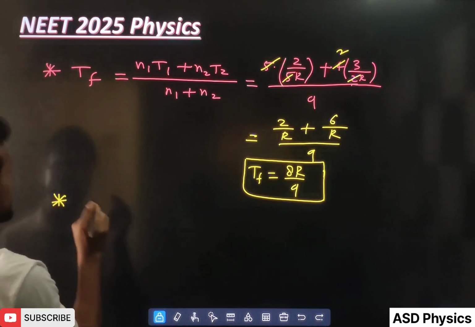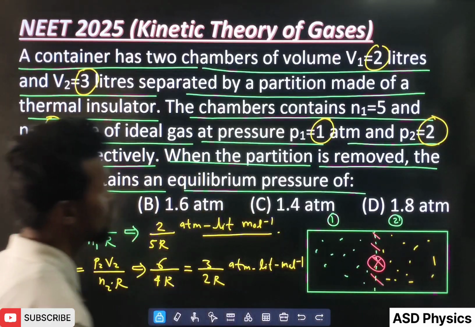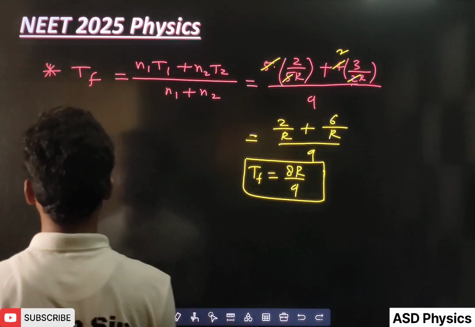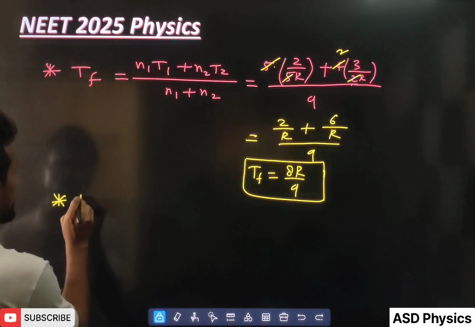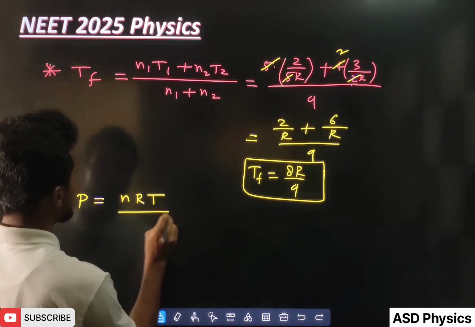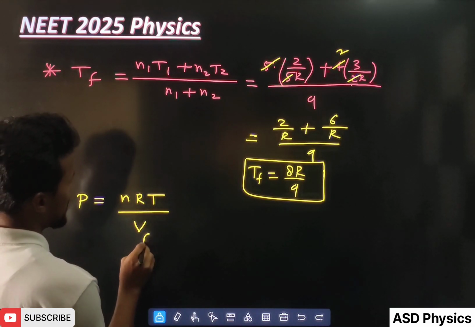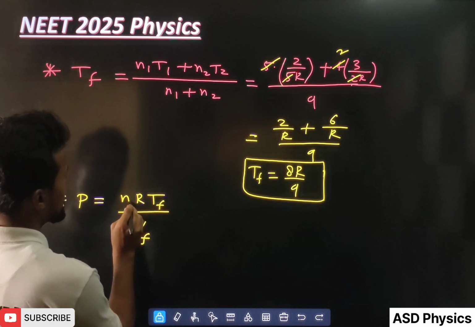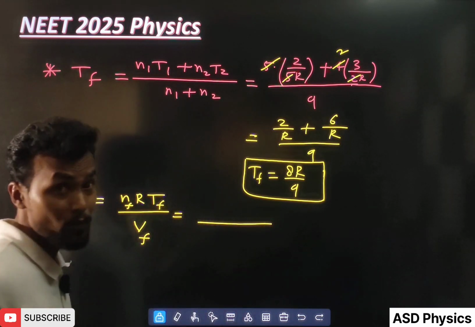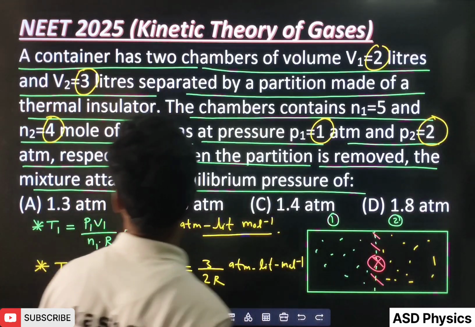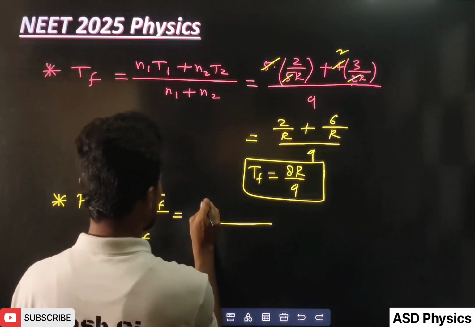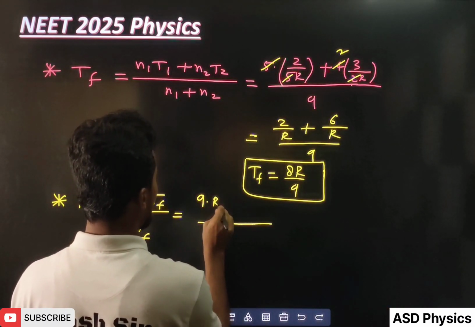After that, students, in the question, what are they asking? In the question you can see very well: what is the equilibrium pressure? So final temperature we know very well. So you know PV equal to nRT. Again we'll use it: P equal to nRT by V. Final volume, final temperature, and final number of moles. So total number of moles is 4 plus 5, 9. Okay. Overall 9. And R.